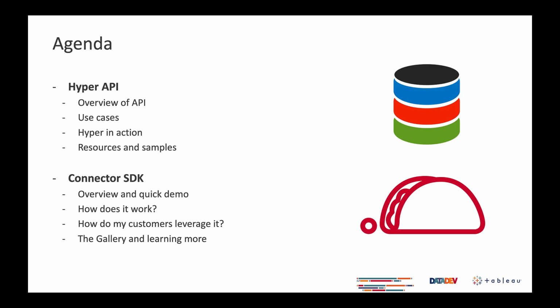Let's get to the agenda so we can start planning out what we're going to talk about for the next 30 minutes or so. To begin, we're going to open with the Hyper API. We're going to get an overview of what the API does, what it's capable of, talk about some use cases, and then see it in action. After that, we can point you towards some helpful resources and guides to get started with.